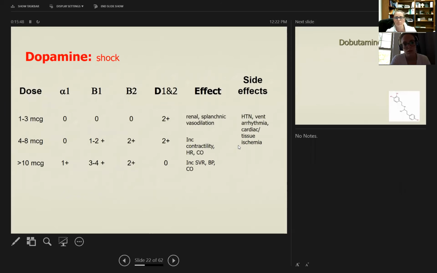So for those of you who think more in chart form, I've got a chart for each of these pressors looking at what their receptor effect is.